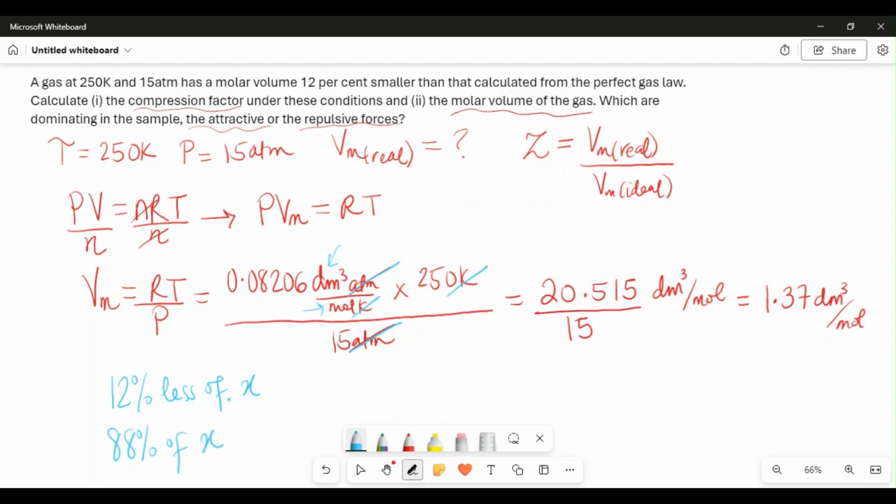Do you get what I'm saying? So this X in this case is not an unknown. This X is what we just solved for, which is the molar volume of the perfect gas using the perfect gas law. So 12% smaller of this is the same thing as 88% of this.